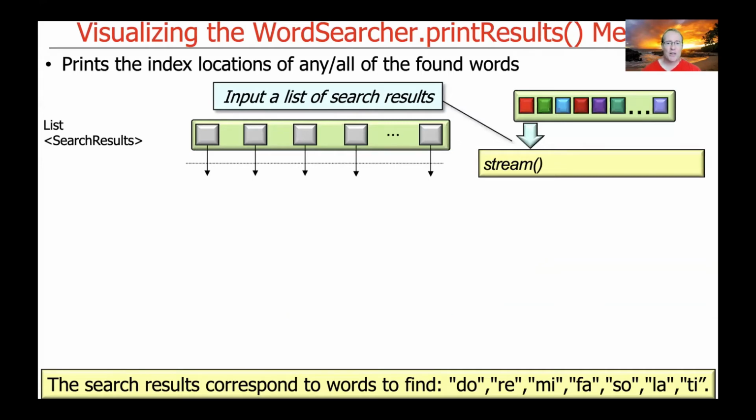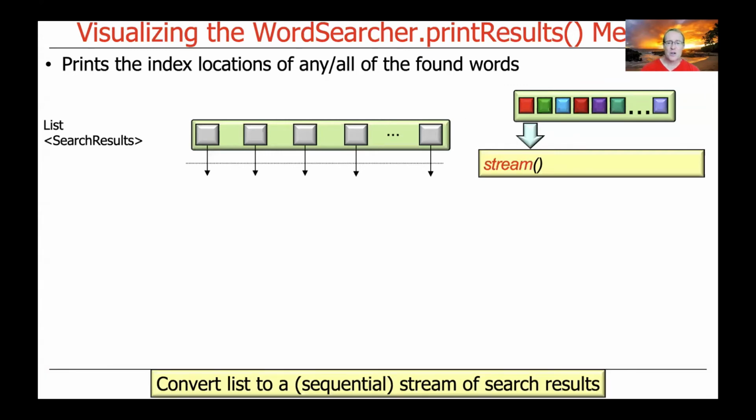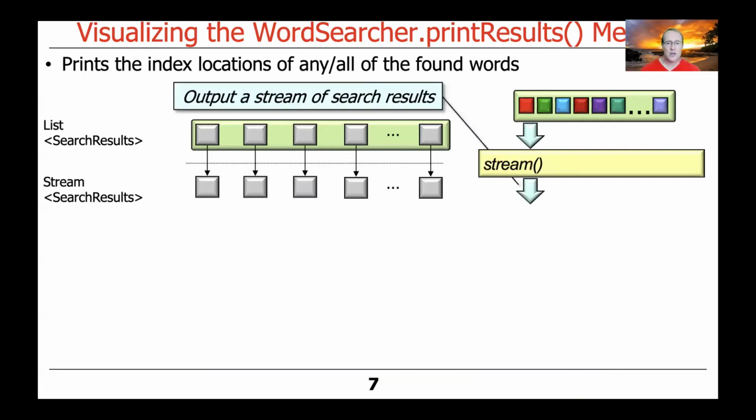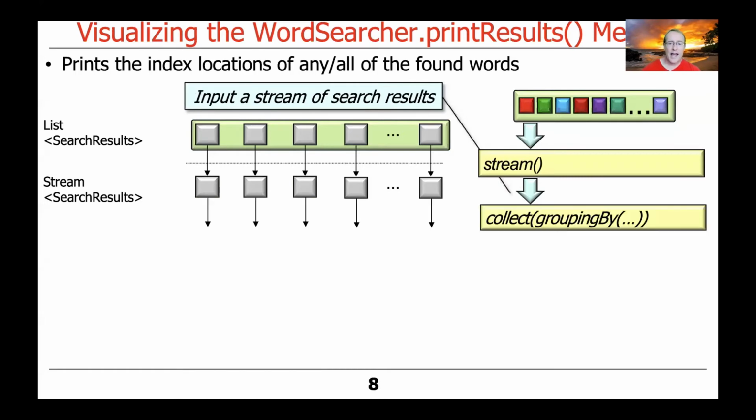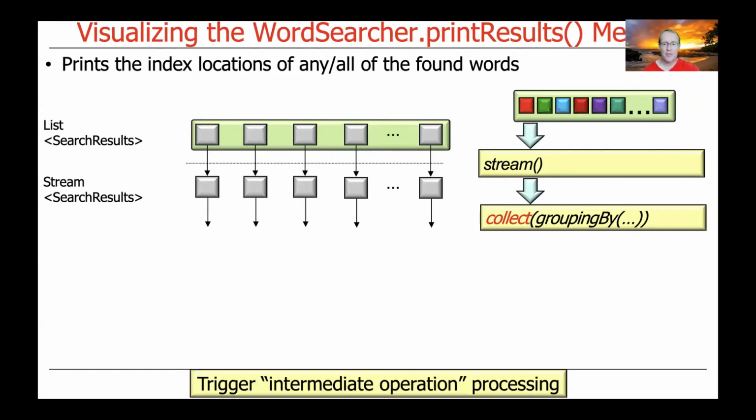Let's assume, for sake of argument, that we have a list of search results, which will be the words do, re, mi, fa, sol, la, etc. And what we want to do is print them all out along with their indices. So we're first going to convert that list to a sequential stream of search results. So you can see here that we went from list to stream. And then we're going to go ahead and use collect, the terminal operation, in conjunction with the grouping by factory method. And collect, as you hopefully recall by now, triggers all the intermediate operation processing.